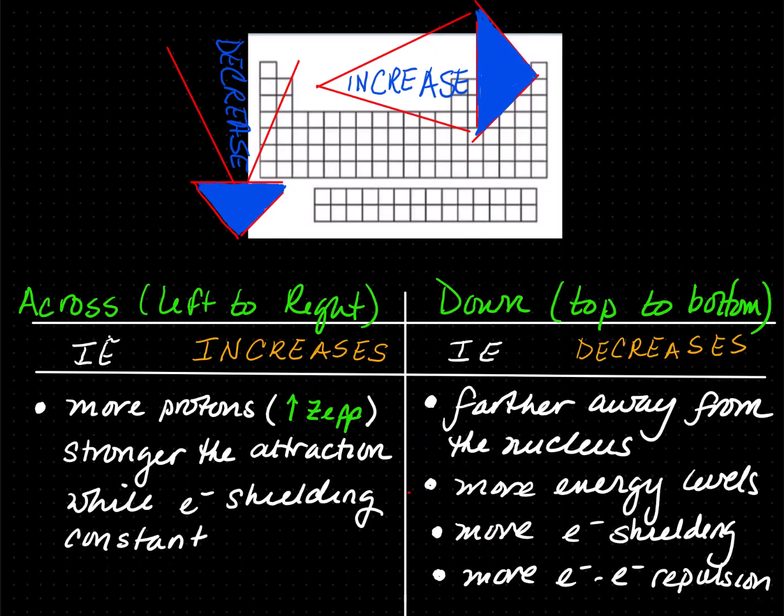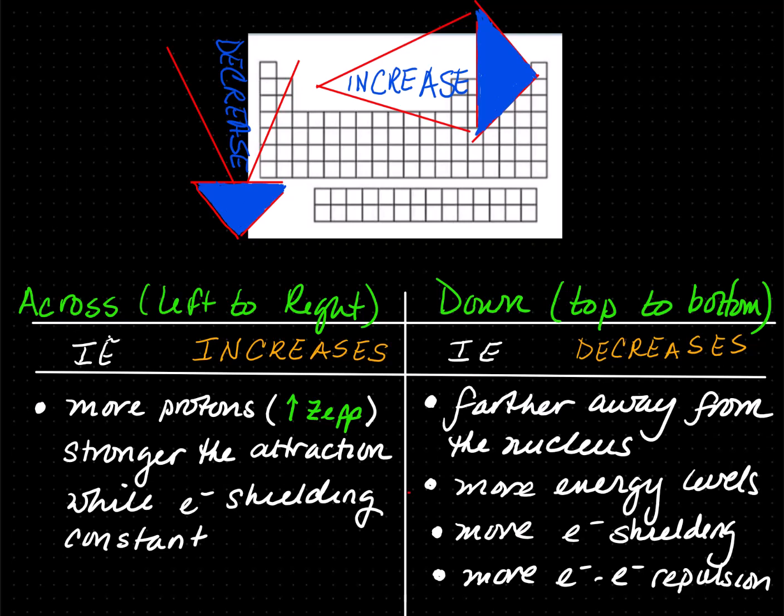So why does ionization energy increase as I go from left to right in a period? Again, the reasoning is the same. There are more protons pulling in the electrons, so there's a stronger attraction, while the electron shielding, or the core electrons, remains constant. Since there is an increase in effective nuclear charge, it is harder to remove those valence electrons.